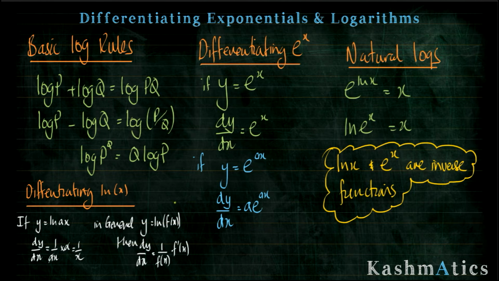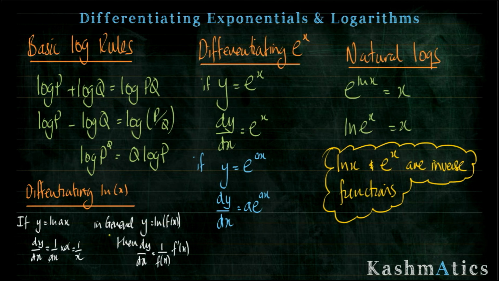And lastly over here, differentiating ln x, if y is equal to ln of ax, okay, when you're differentiating ln of anything, it becomes 1 over that function, and then you multiply it by the derivative of that function. So the derivative of ax is a, which is what we've got here. So it's 1 over ax multiplied by a, the a's cancel out to leave you with 1 over x.